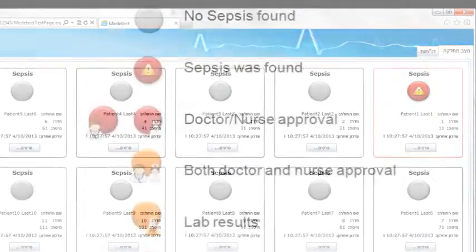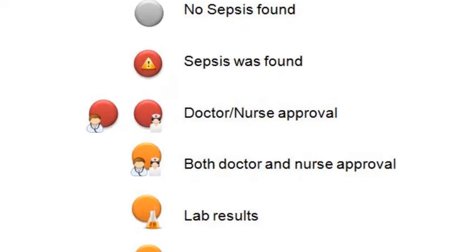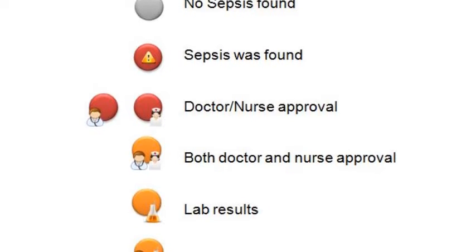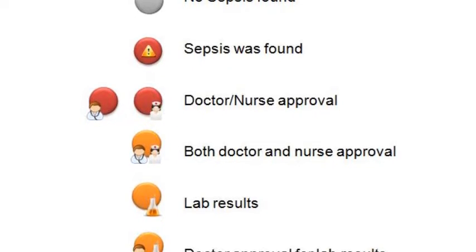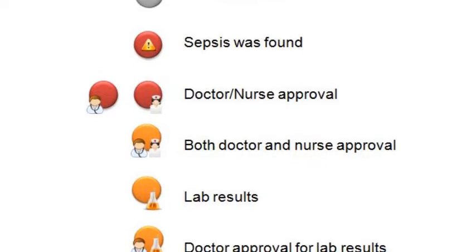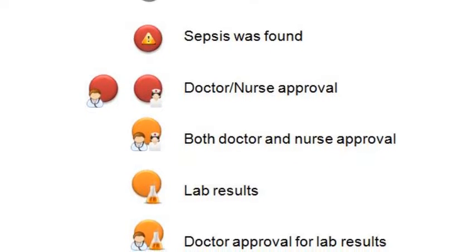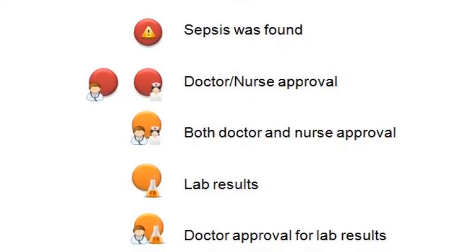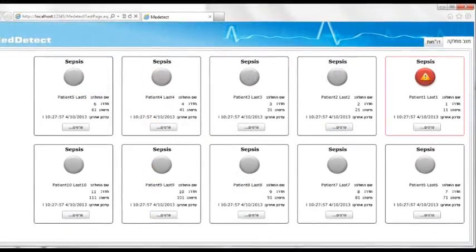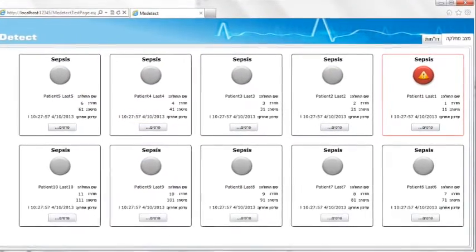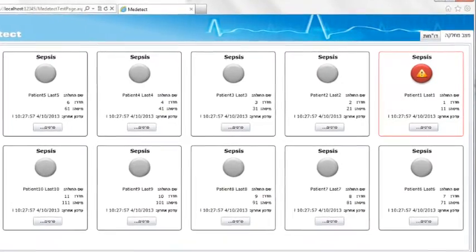possible, probable, approved by nurse, approved by doctor, conclusive lab results for sepsis diagnosis, and doctor's final approval for the sepsis diagnosis. Once the medical staff notices the alert, they immediately go to personally diagnose the patient and can approve or reject the system's diagnosis.